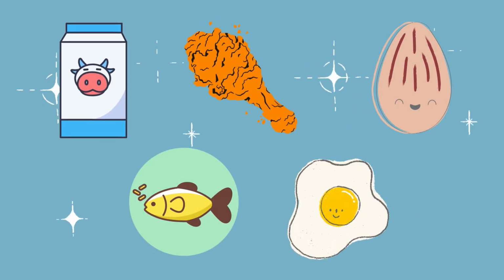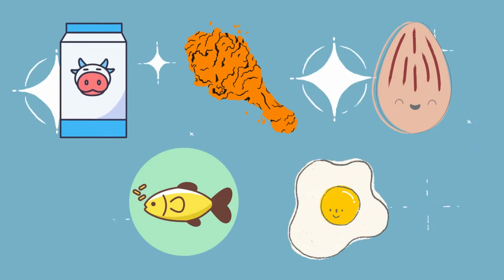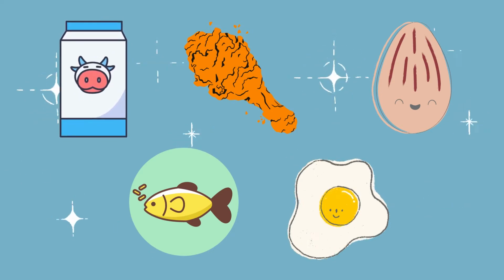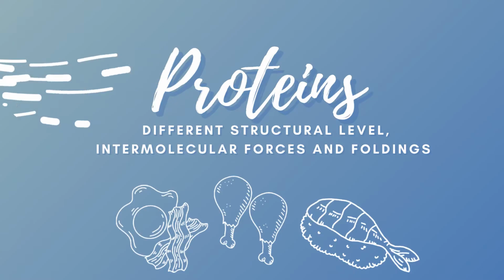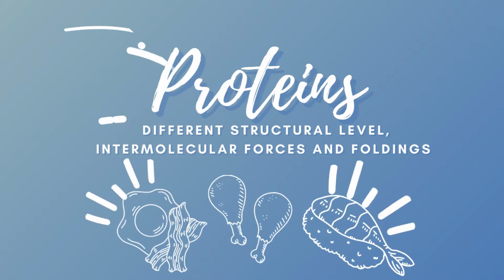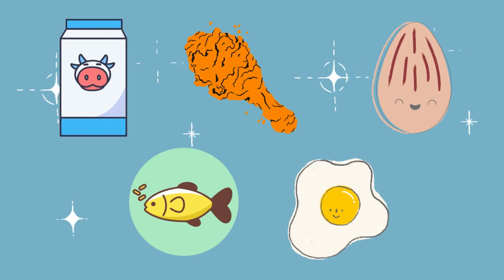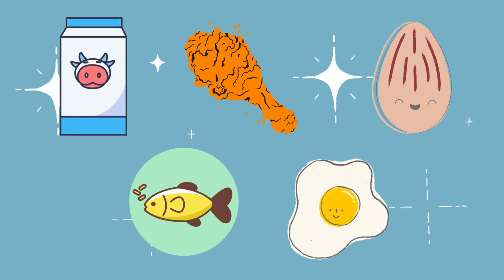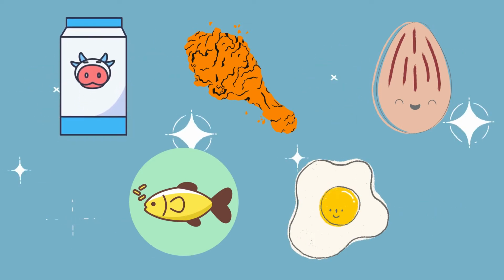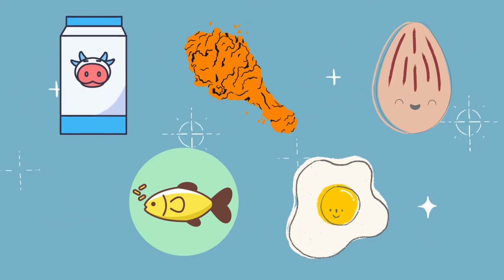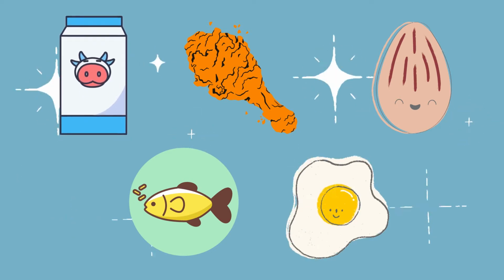Proteins are incredibly important because that is what we are made of. When you look in the mirror, you are looking at your own protein. We can find proteins everywhere, especially in our foods, such as milk, which is considered to be a complete protein, chicken, a high-protein food, almonds, fish, and eggs.